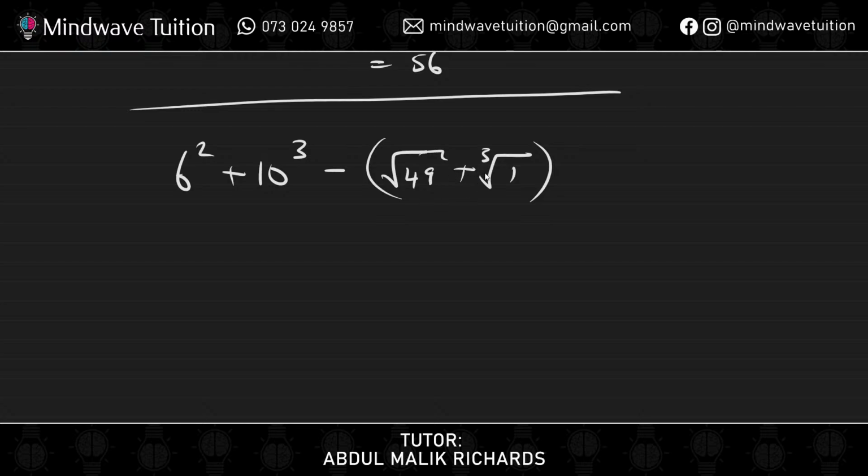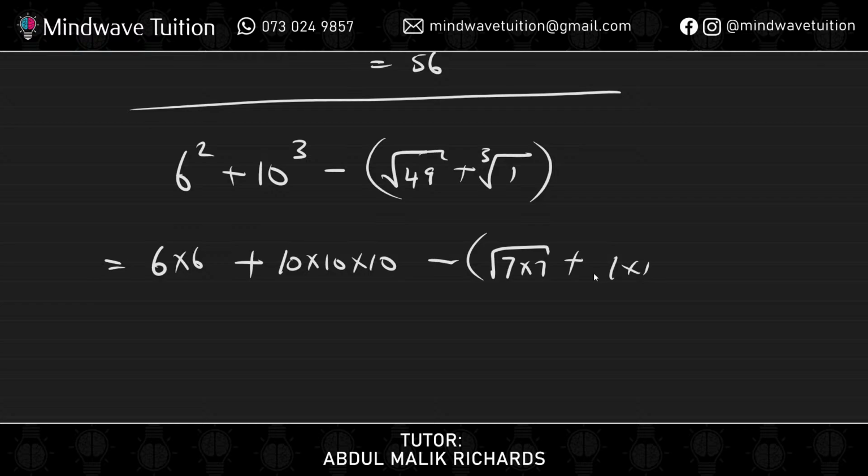So it's not that difficult. 6 squared we know is going to be, and we'll write all of these out in expanded form. So 6 squared will be 6 times 6. And then we have 10 cubed, 10 to the power of 3. This is going to be 10 times 10 times 10, and I'll show you now how to do that. Minus the square root of 49. So 49 is going to be 7 times 7. And then the square root of 1, which is just going to be 1 times 1.